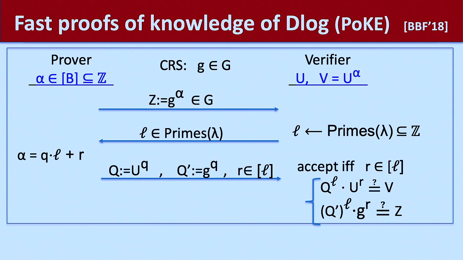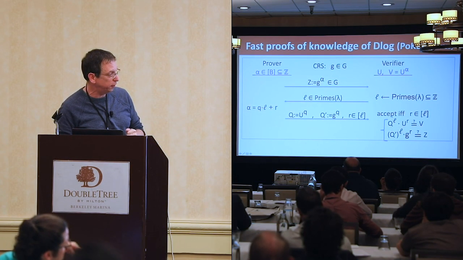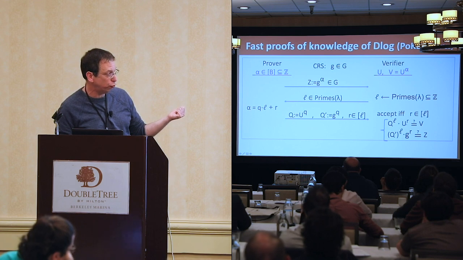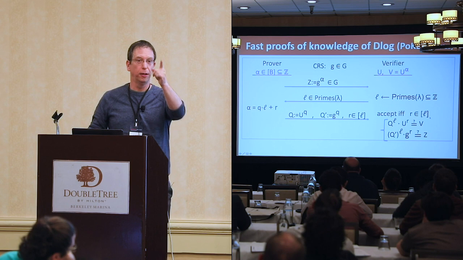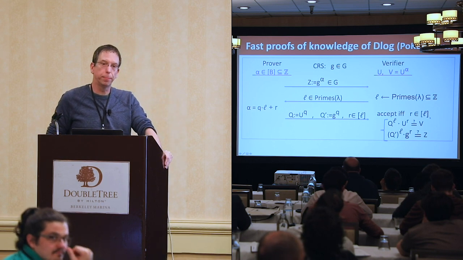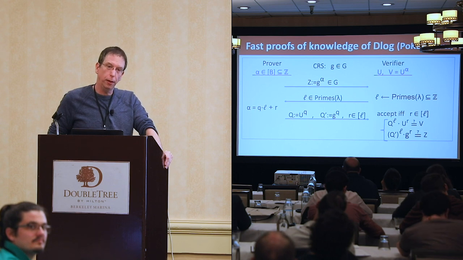You notice now the verifier's work is only these two simple exponentiations. Both of them are short, independent of how big alpha is. So very fast verification. Yeah? Why is it necessary that L is prime?